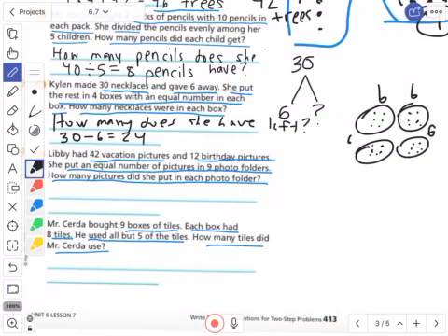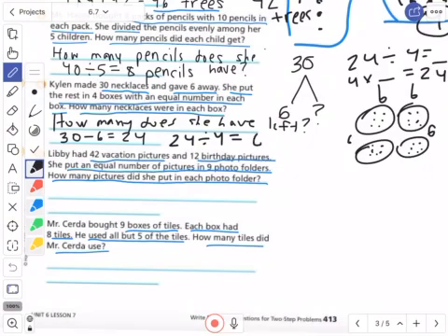The other way I could have thought about that, since I knew it was division, I could have done 24 divided by 4 equals something. Or I could have thought 4 times something equals 24, which I know is 6, because that's what I do over here. Then 24 divided by 4 equals 6 necklaces.